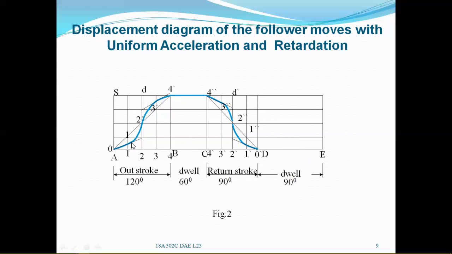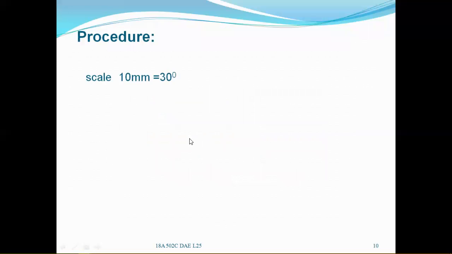This will be the displacement diagram when the follower is moving with the uniform acceleration and retardation. Okay. So let us see, based on this, we are going to draw the cam profile. So for marking of the distances, we have to take 1, 1, 2, 2, and 3, 3, and 4, 4. Similarly, the vertical line will be the stroke length 40 mm, and similarly here also we have to take the same distances. So take scale 10 mm is equal to 30 degrees.